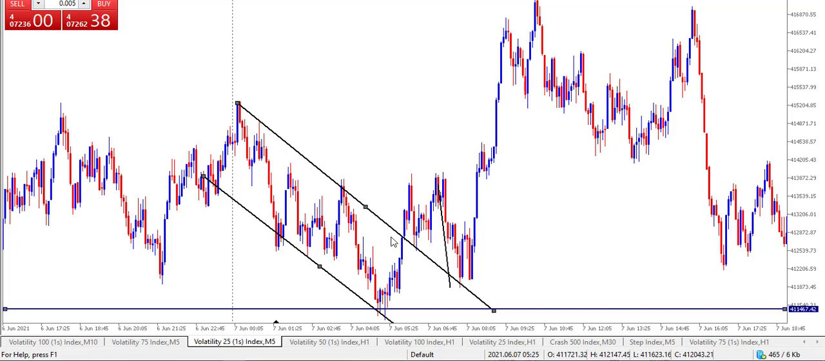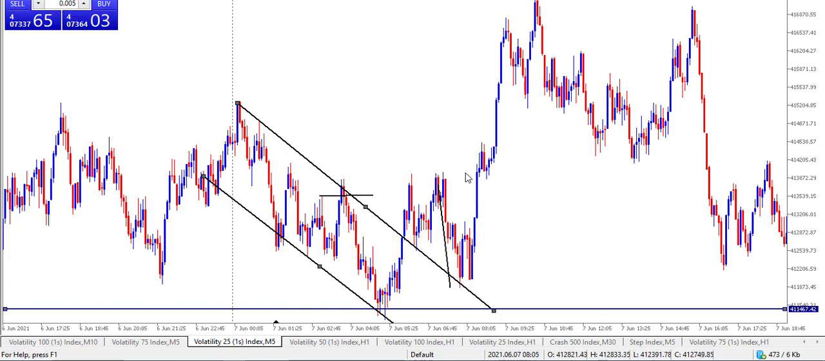What do I mean by that? You might be seeing this as a break of structure. Let's just mark it. Yes, it's a break of structure. Then you would be marking this order block as your order block, and you would be buying here. What's wrong with that? Nothing. It's an order block, it's a break of structure, but there's something lacking.